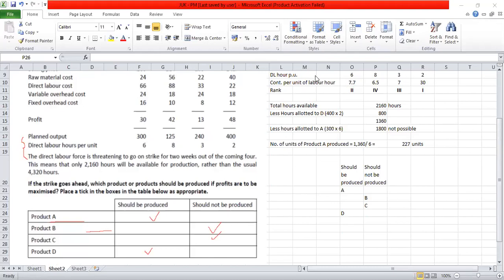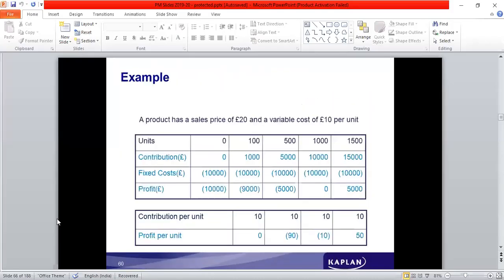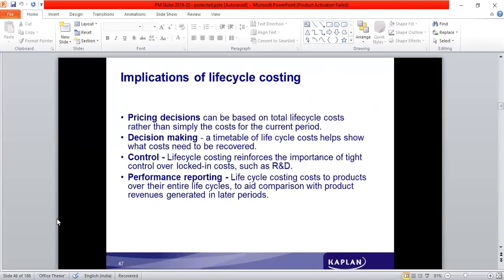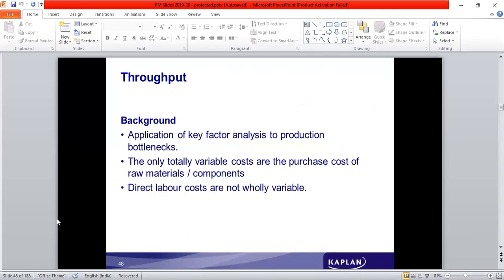Okay. So now we left in between one topic about throughput analysis. So let's go to that throughput analysis once. When we started with throughput analysis, it says it is an application of key factor analysis to production bottlenecks. So when there are bottlenecks, when there are constraints, when certain resources do not allow them to take up the production as expected, then we are applying key factor analysis to decide which products are to be produced and which are not to be. That is the usefulness of this particular technique.